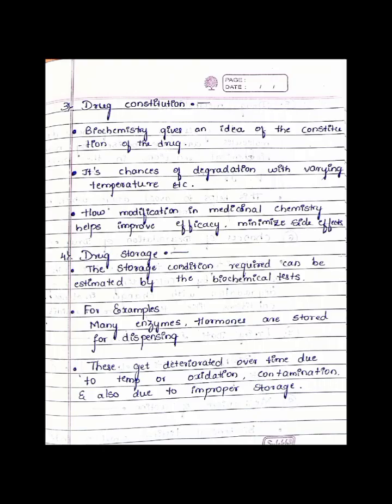Third, drug constitution. Chemistry gives an idea of the constitution of the drug, its chances of degradation with varying temperature, etc. How modification in medicinal chemistry helps improve efficacy and minimize side effects. Fourth, drug storage. The storage condition required can be estimated by the biochemical test. For example, many enzymes and hormones are stored for dispensing. These get deteriorated over time due to temperature, oxidation, contamination, and also due to improper storage.